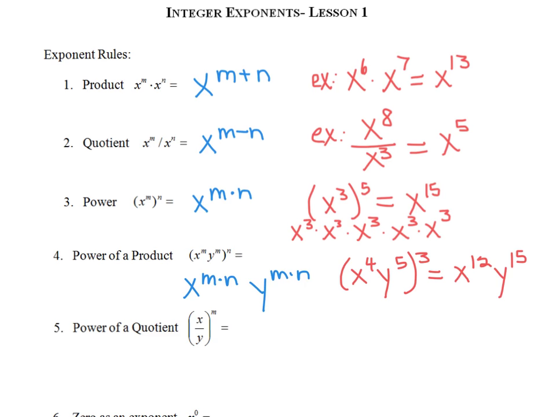This power rule can also be applied to a quotient, in which case each part of the fraction, the numerator and the denominator, would both be raised to the m power.